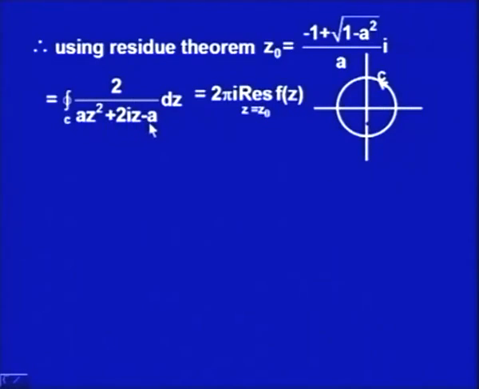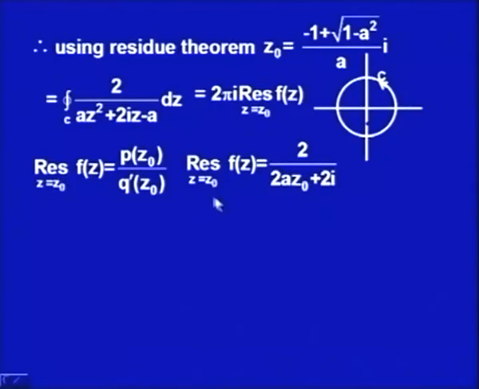Now, here z naught is this one, and f(z) is 2 upon a z square plus 2i z minus a. Now, the function is again of the form 1 upon q(z), and it has two roots, z minus z naught and z minus z naught conjugate, but rather than using that formula, I would like to use here the formula: residue at z equal to z naught is p(z naught) upon q dash (z naught). What is q dash(z) here? That would be 2 a z plus 2i.